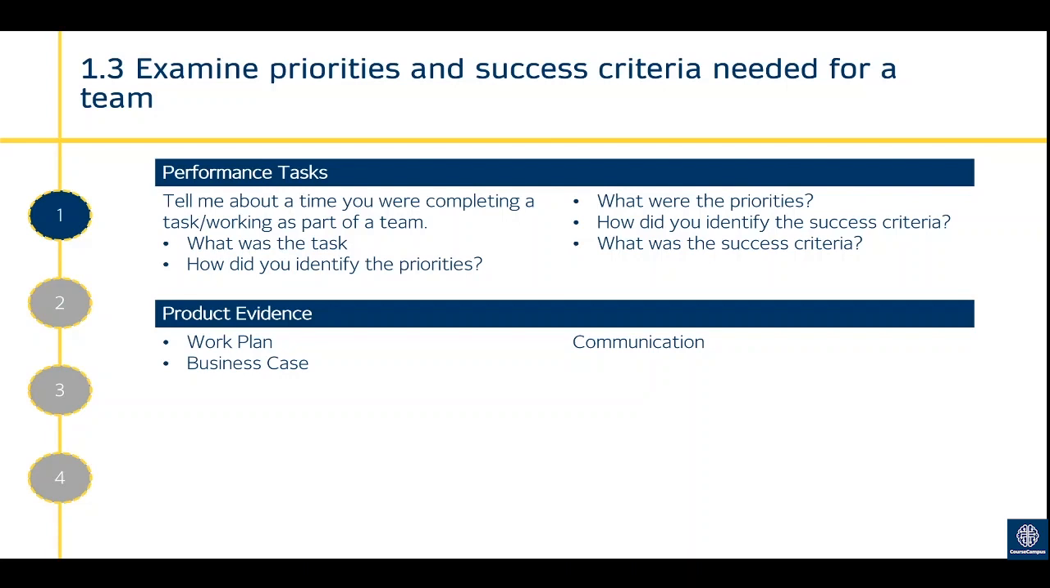Again, this is an easy one to add into holistic evidence. So performance task, reflecting a time when you're completing a task or working as part of a team. What was the task? How did you identify the priorities? What were the priorities? How did you identify the success criteria, and what was the success criteria? Product evidence could be a work plan, and it's going to be the same for most of the criteria in this unit. Work plans are excellent product evidence for this. It could be in your business case, or it could be communication as well.